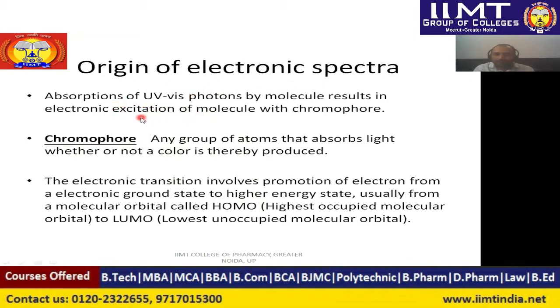Now I think you have understood that there is an electronic excitation, movement of electron from the ground state to a higher state. Now the word comes: the chromophore. Chromophore means any group of atoms that absorbs light, whether or not a color is thereby produced. Let me clear one thing. Chromo means the color and phore means the group.